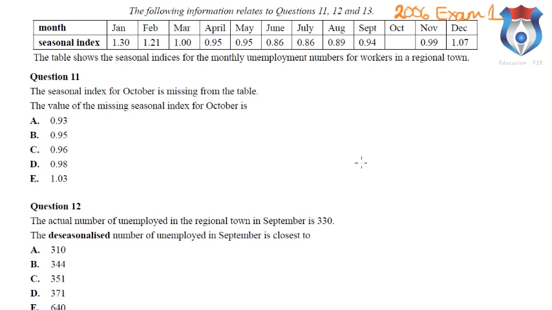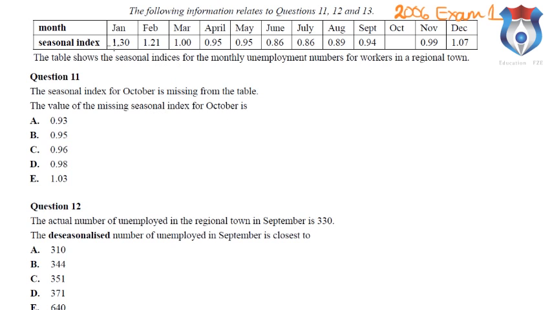And questions 11, 12 and 13 all related to the following seasonal index table. The table shows the seasonal indices for the monthly unemployment numbers for workers in a regional town. The seasonal index for October is missing from the table. The value of the missing seasonal index is.